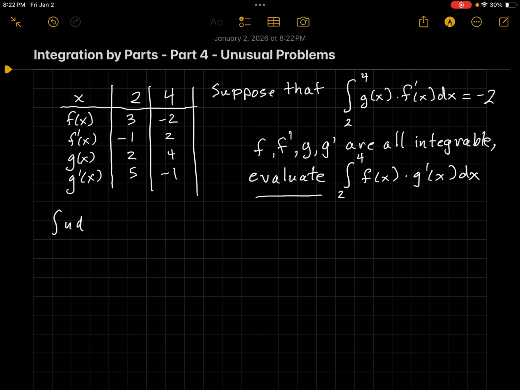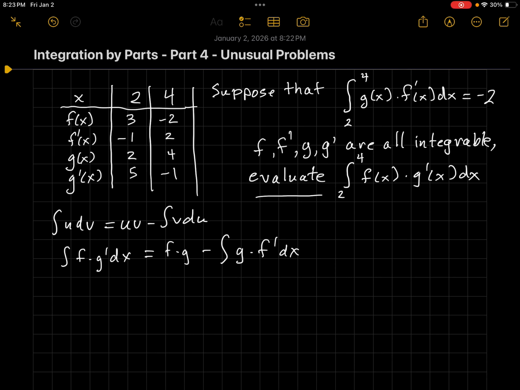We're used to doing this. Integral of u dv equals uv minus the integral of v du. We're simply going to change the notation and say that the integral of f times g prime equals f times g minus the integral of g times f prime. And then hopefully you can see that this problem really is an integration by parts problem.